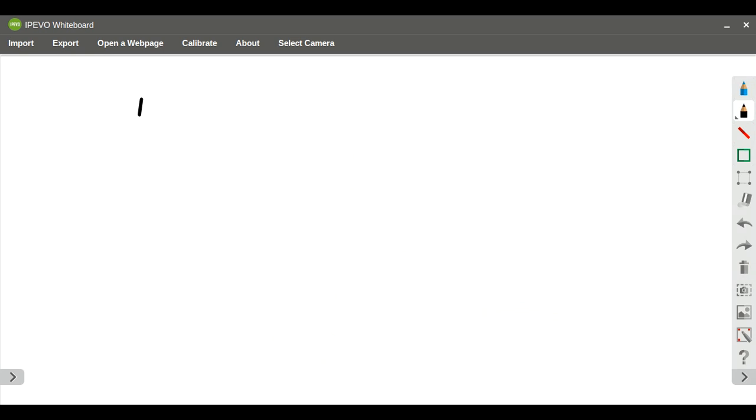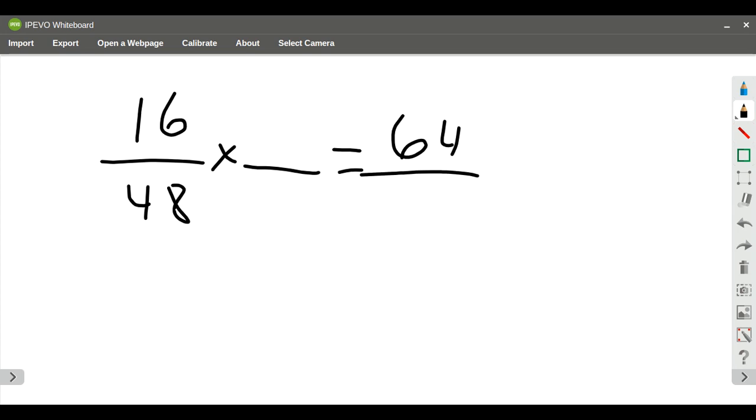So what I would do is write this in fraction form, and I know that I have to multiply by a value to get to 64. So I have to figure out 16 times what gets me to 64. The answer is going to be 4. And our rule is, if we look at this as a fraction, it's a part-to-part ratio. Whatever I do to the numerator, I have to do to the denominator. So I need to do 48 times 4, and I end up with 192. So my ratio is 64 to 192.